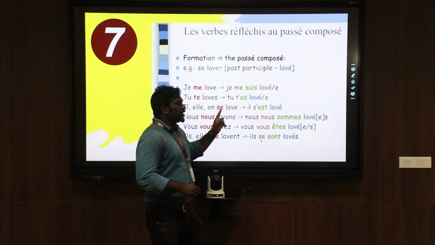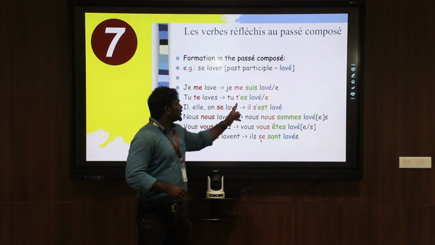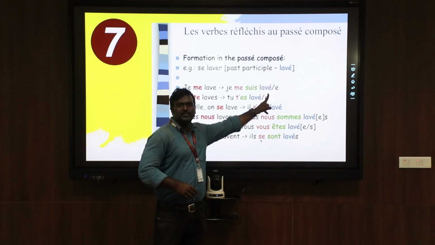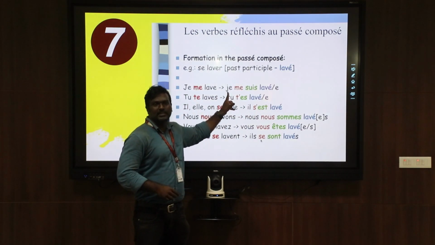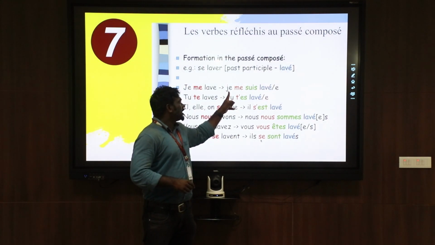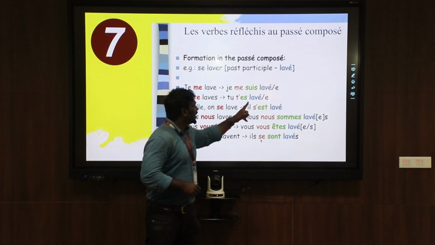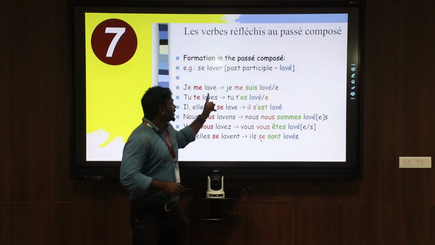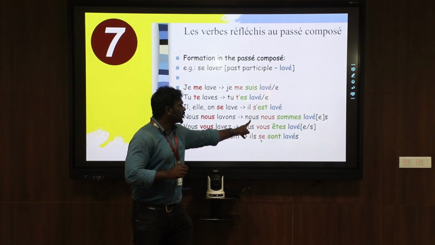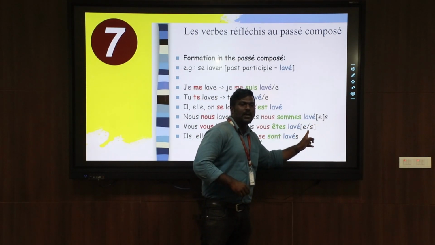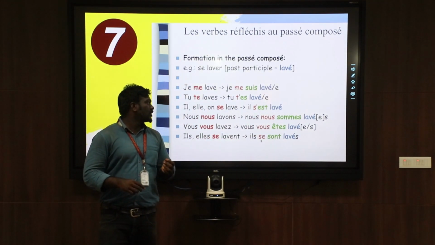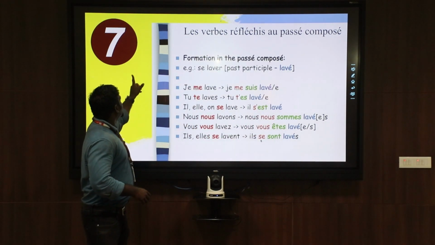The most important thing, and you should not forget this, is that the verb's past participle will agree with the subject in terms of number as well as gender. If the subject is feminine, you have to add e to the past participle. If the subject is plural, that is nous, we, you have to put s after the past participle. Nous sommes lavés. We ourselves have washed. Okay, this is slide number 7.